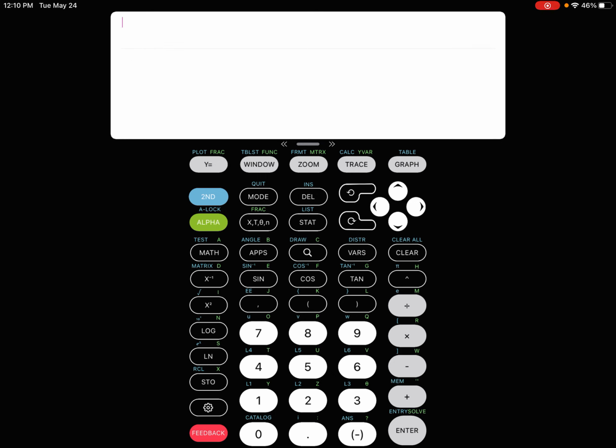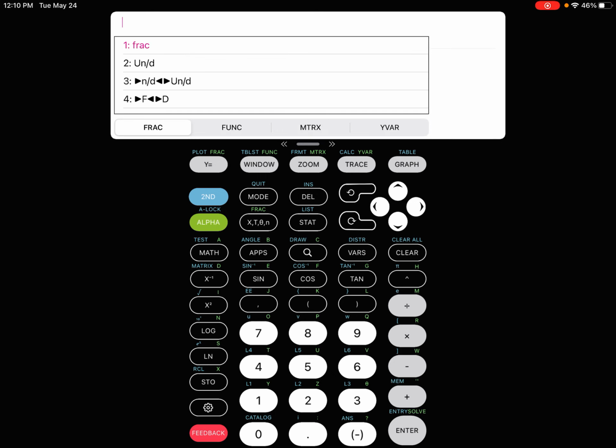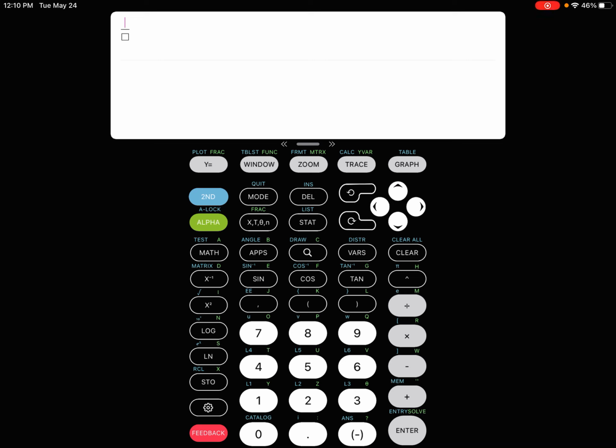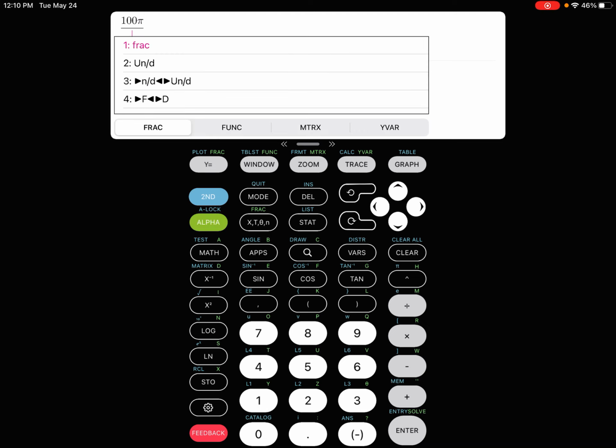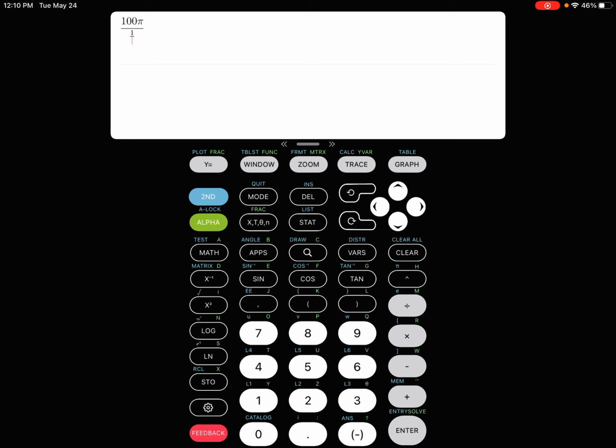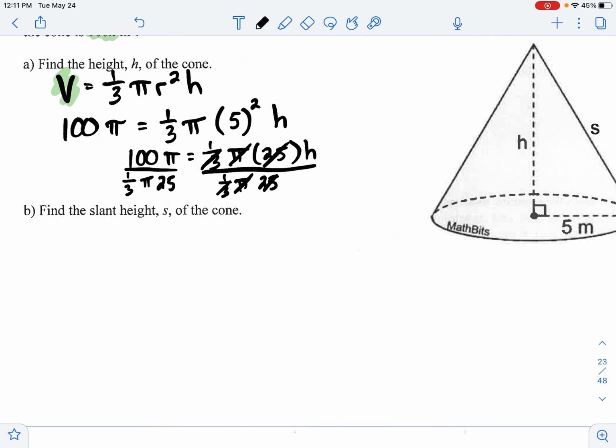Okay, so it's probably best to use your alpha y equals to get a fraction. And we had 100 pi. And we're dividing by alpha y equals, let's get 1/3. It was pi and 25. And then hit enter. So I'm using the horizontal division bar, so this way I don't have to worry about parentheses. And we get 12. So the height equals 12.